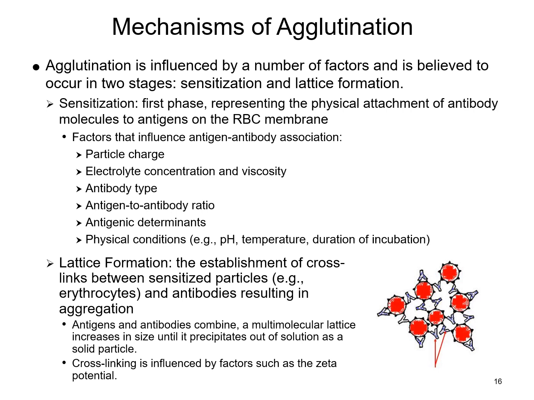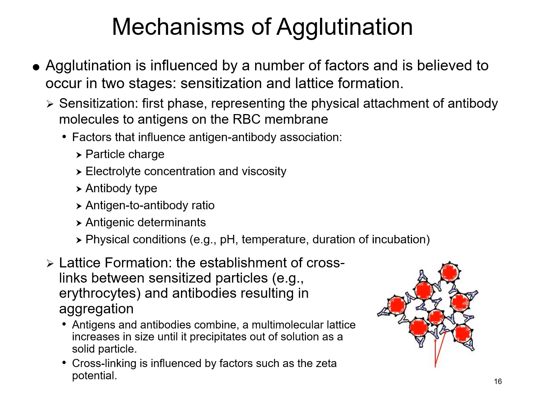So those factors are listed here. We're going to go over those in a little bit more detail, but first, let's just talk about lattice formation. Lattice formation, or the establishment of cross links between sensitized particles, in this example your erythrocytes, and antibodies, will result in an aggregation. And of course this is a much slower process than the actual sensitization part. The coating of those antibodies, that's pretty quick, but actually starting to bridge those bonds together because of the environment it's in is where this is a slower process.